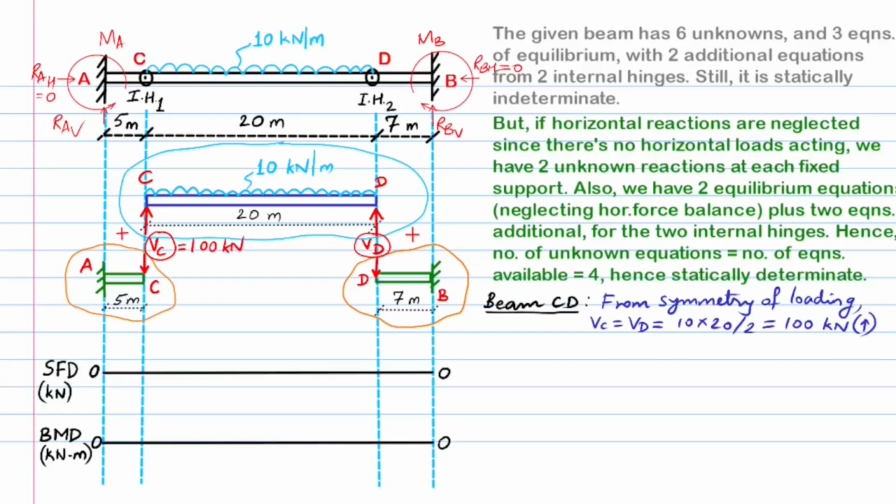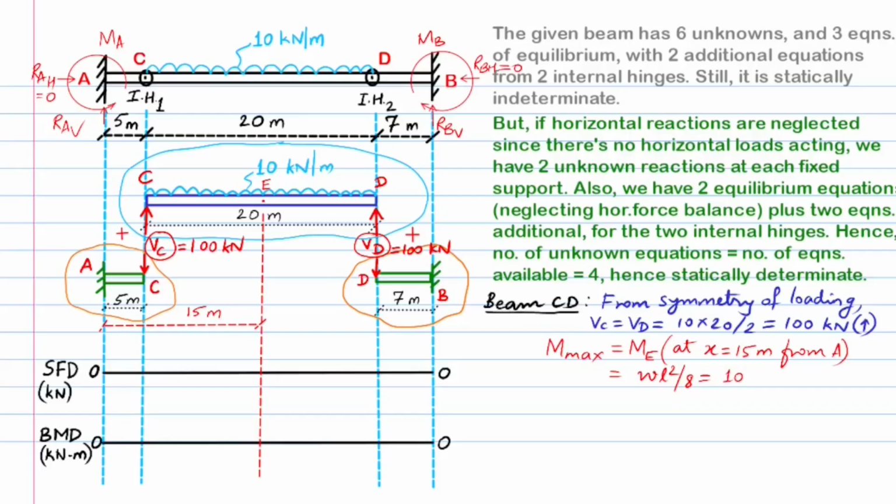Without going into detailed equations, we just estimate the maximum value of the bending moment developed at the midpoint of segment CD, that is at a distance of 15 meters from end A. Let's name the location as point E. Hence, Mmax, that is M at E, is equal to W times L squared over 8, which equals 500 kilonewton meter. Here we also show the reaction force and moment developed at each of the fixed supports, though they may not be required for writing the equations for shear force and bending moment.